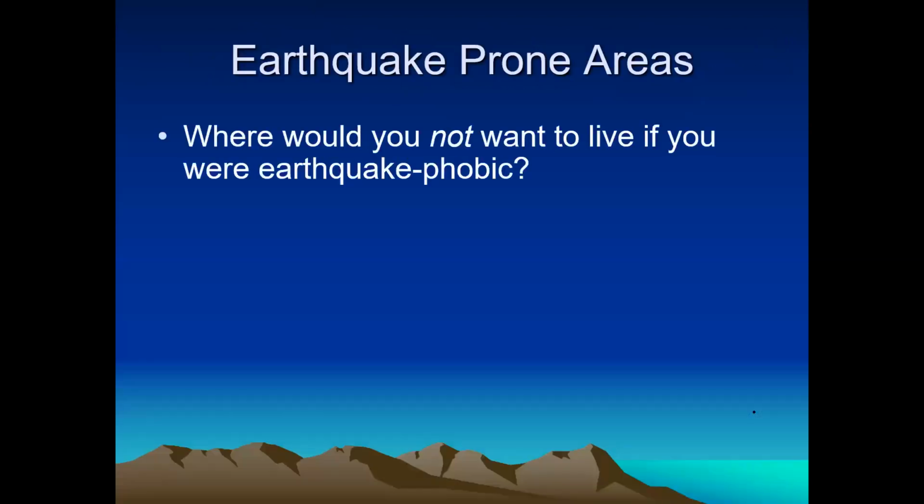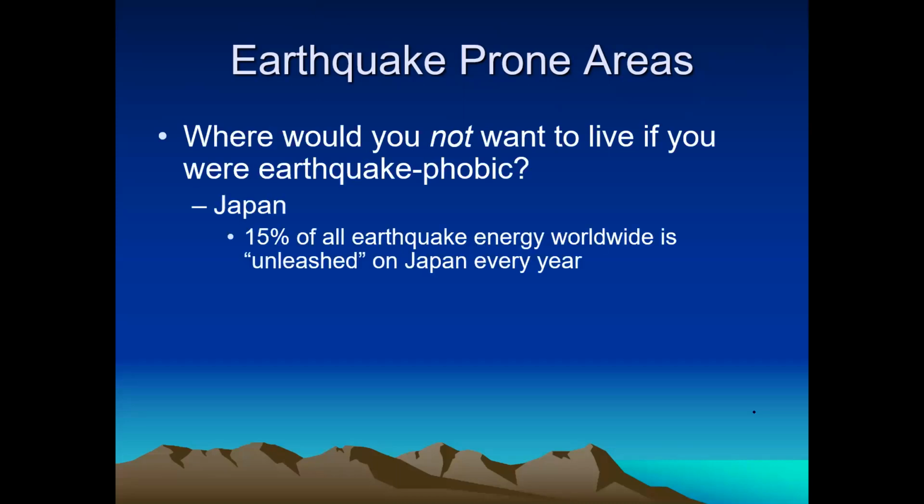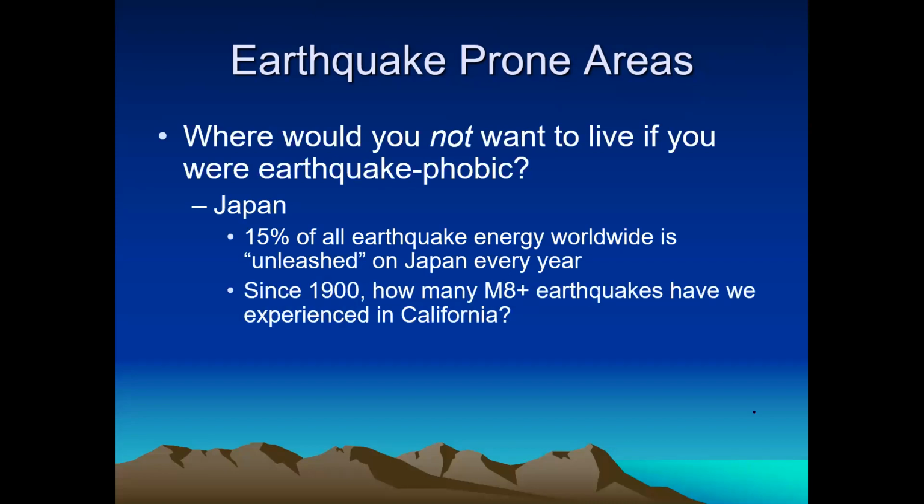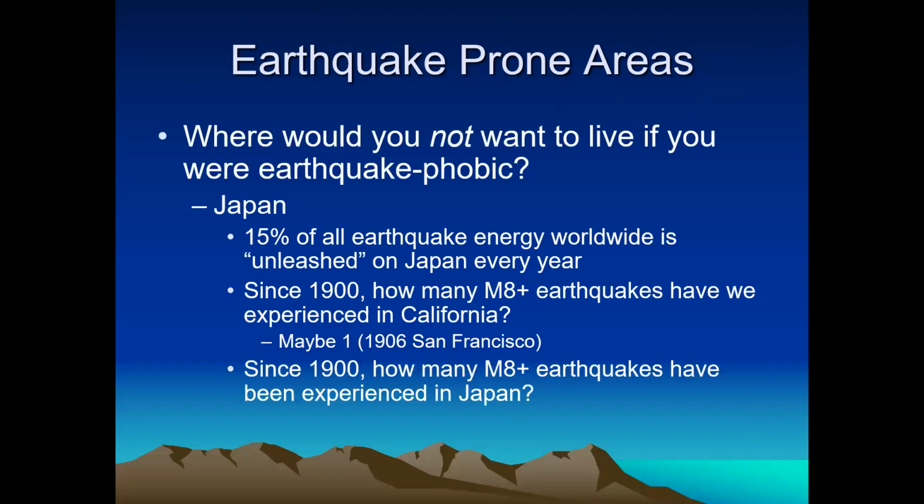So earthquake-prone areas. Where would you not want to live if you were earthquake phobic? Japan. 15% of all earthquake energy worldwide is unleashed on Japan every year. Since 1900, how many magnitude 8 earthquakes have we experienced here in California? Maybe one, the 1906 San Francisco earthquake. Since 1900, how many magnitude 8 earthquakes has Japan experienced? About 27. So quite a difference there.